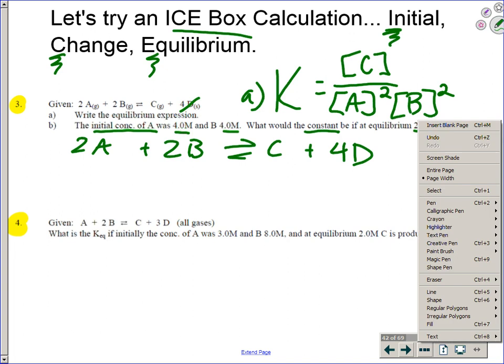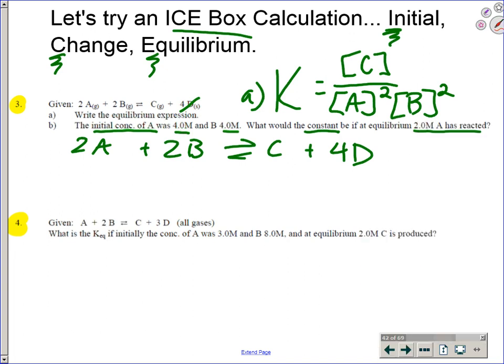Okay, so what were the letters that I told you we're going to set up? It's called a what box? ICE box. So write down the side ICE as in initial, change, equilibrium. Equilibrium is kind of like our summation point, so I like to put a line here to indicate that everything below that line is the equilibrium stuff.